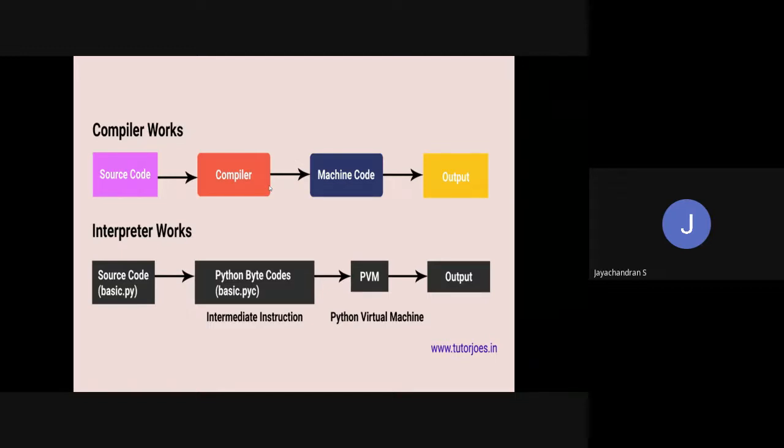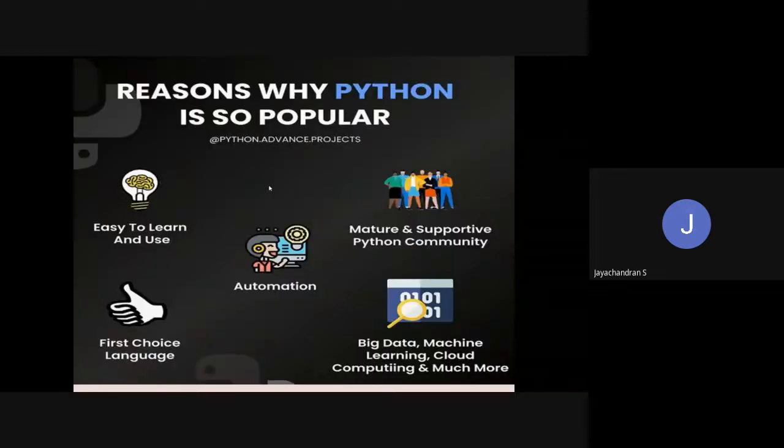This is the major feature of Python, because we immediately get the output with the help of this intermediate instruction as well as the Python virtual machine. So that is how the compiler works and the interpreter works.